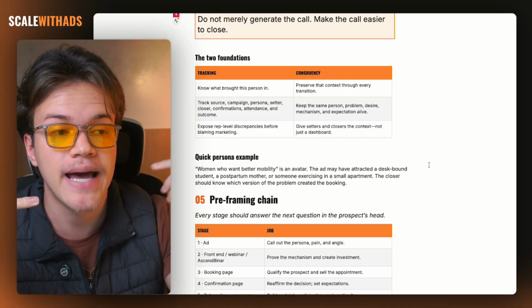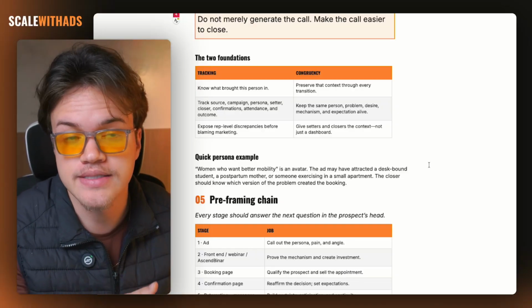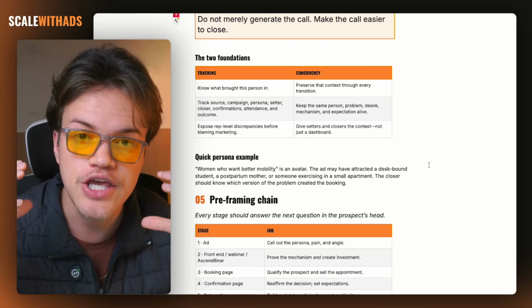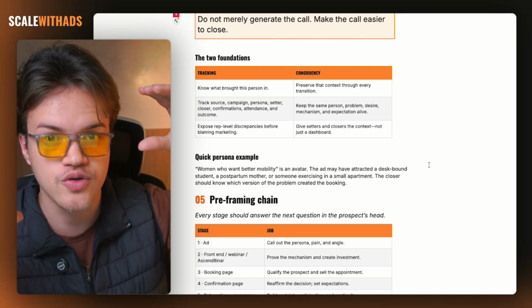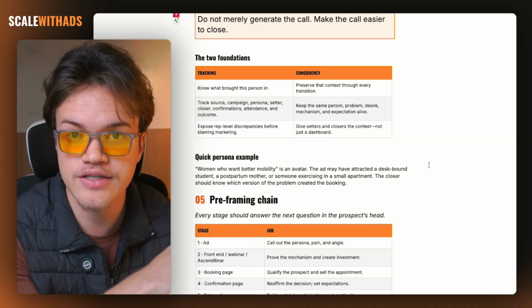You need to keep the VSLs congruent. You need to keep the messages you're going to send them congruent, because all this process is about momentum. You need to create momentum for them to actually take action. They need to feel like in a trance. If you are incongruent, you're going to break that trance, because it's going to break momentum and they're going to doubt if this is the right option for them.